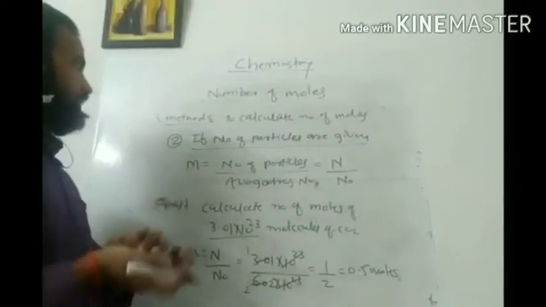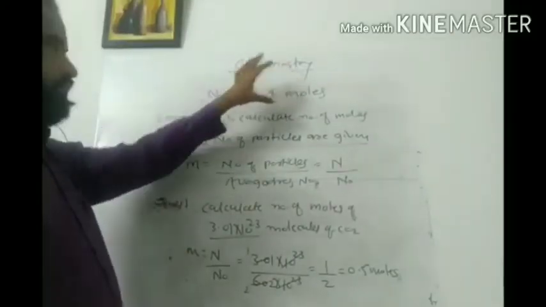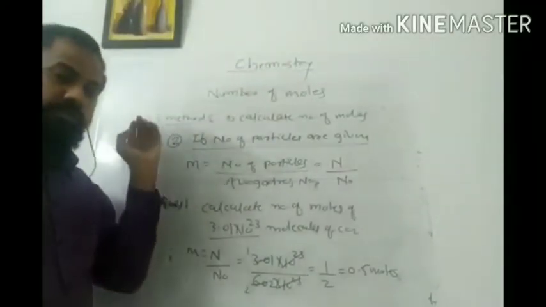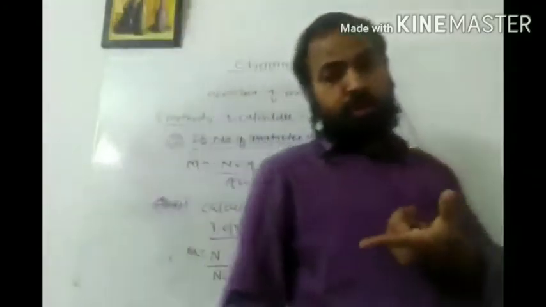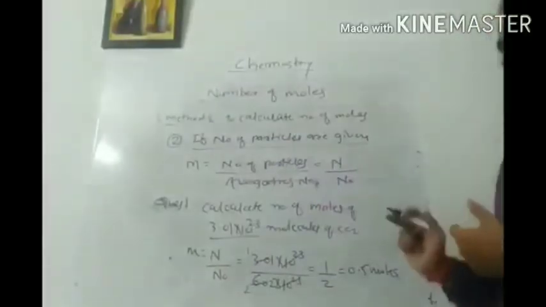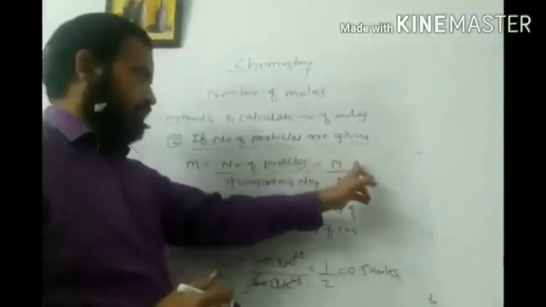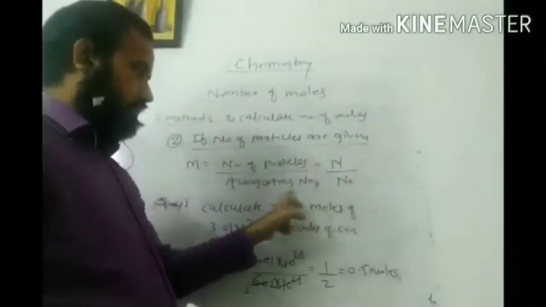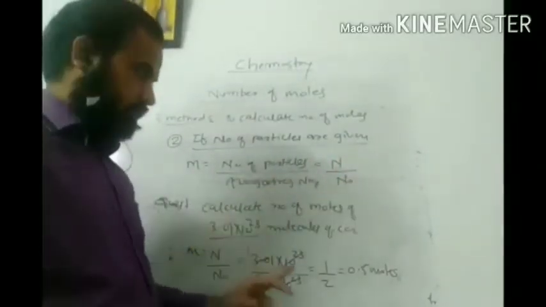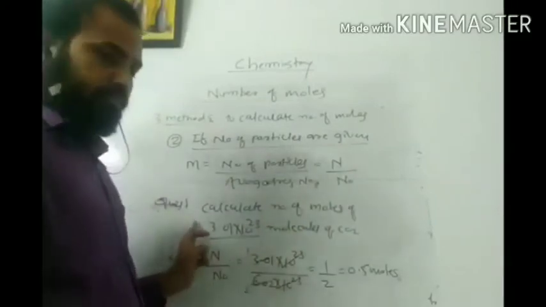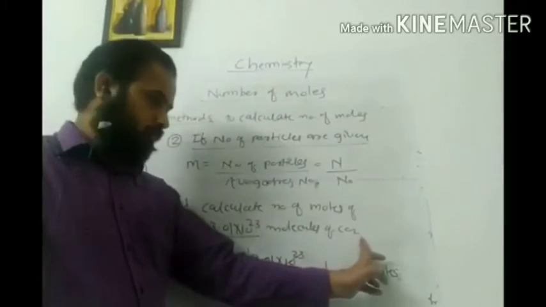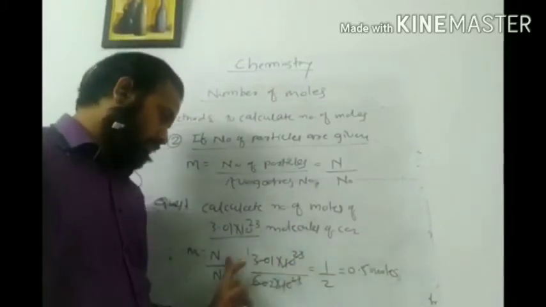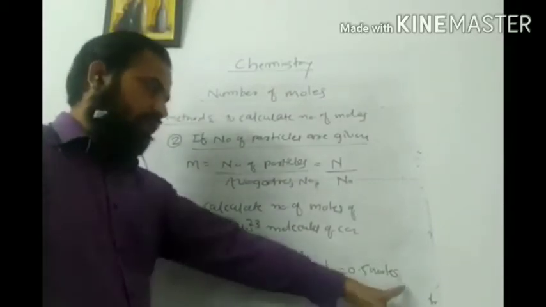So we started calculating the number of moles. Firstly, we studied when the weight is given; we used the formula weight of substance divided by molecular mass. In the second case, we saw that the number of particles is given, and you have to use the formula n upon n0, where n0 is Avogadro's number. We took one example: calculate the number of moles of 3.01 into 10 raised to 23 molecules of CO2. I put in the values and get 0.5 moles.